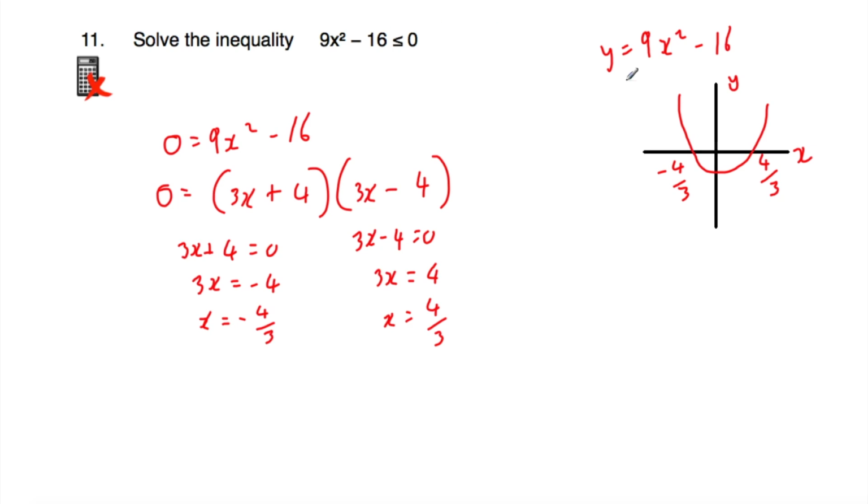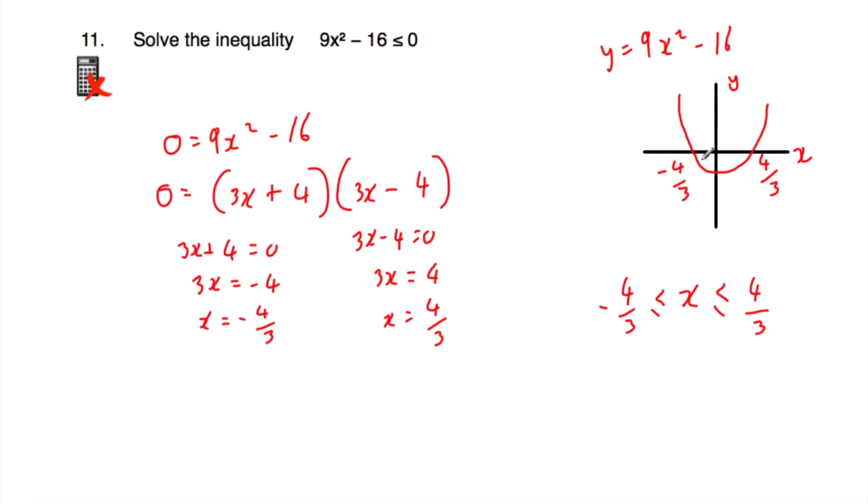Now let's look at our inequality. We want to find the values of x such that, whenever we substitute them into this quadratic, we get a value that is less than or equal to 0. In other words, it's equal to 0 or negative. So it's any value of x that is bigger than or equal to minus 4 thirds, but less than or equal to 4 thirds. It's any value of x between these values, but also equal to those values, because x can be bigger than or equal to minus 4 thirds and less than or equal to 4 thirds, like so.